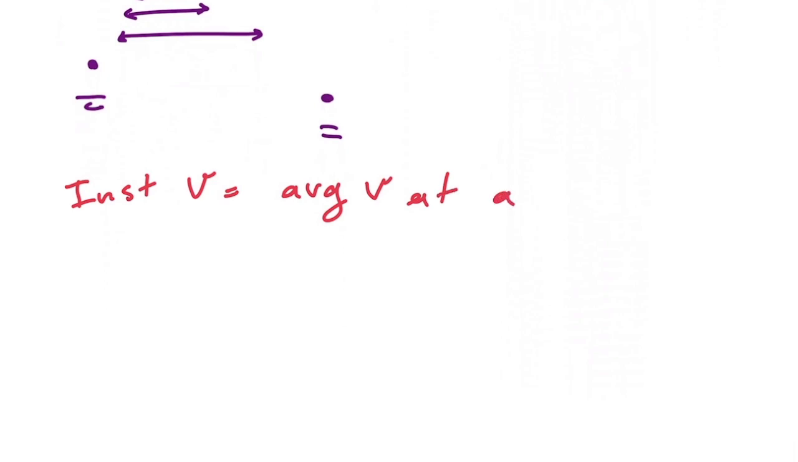So, instantaneous velocity is average velocity at a specific instant in time.